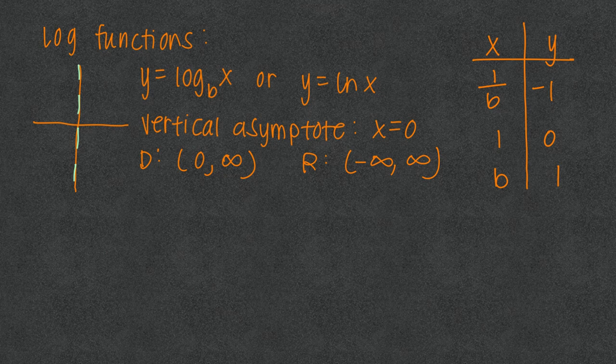So our vertical asymptote is at x equals 0. And for logs, it looks more like this guy.